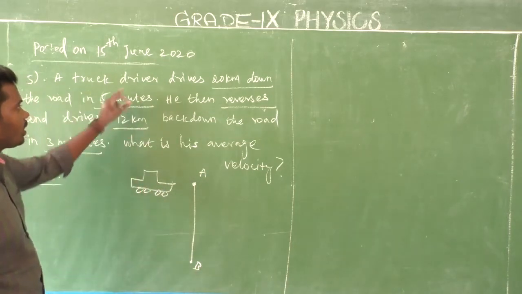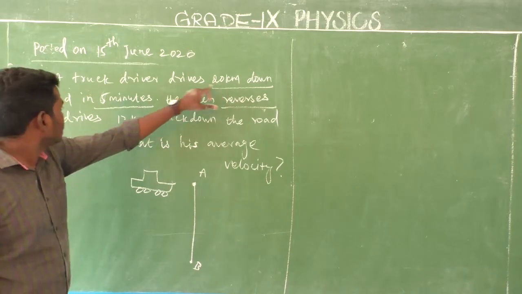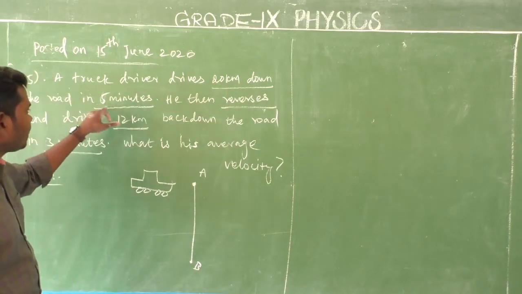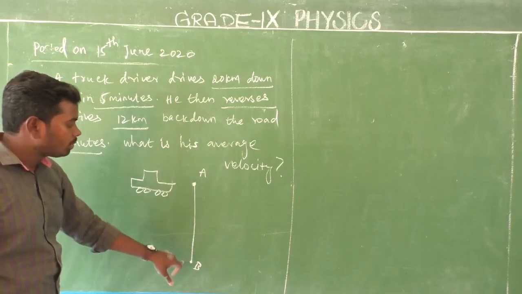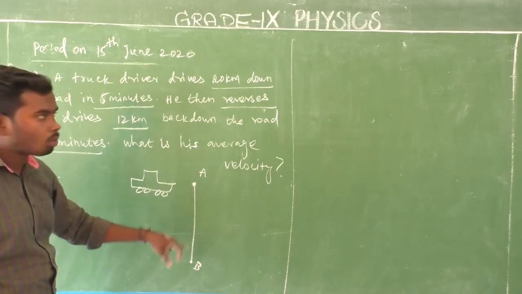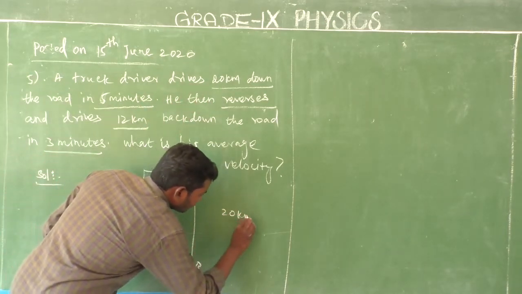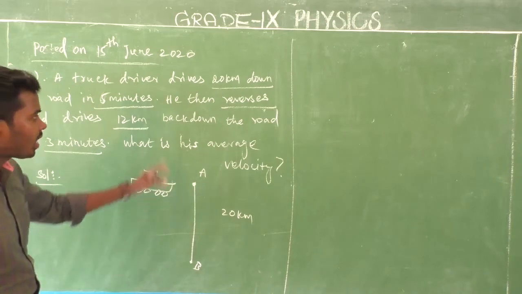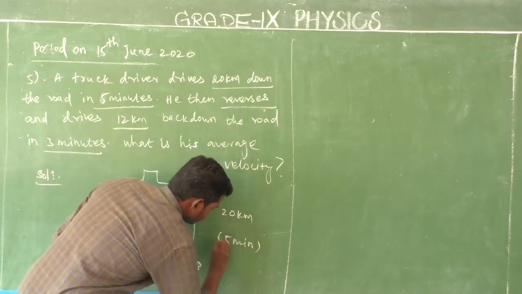Okay, here look at here. The truck driver drives 20 kilometers down the road in 5 minutes. So the truck comes from point A to point B in 5 minutes. The total distance, how much? Total distance 20 kilometers. How long has it taken? 5 minutes. Time 5 minutes.